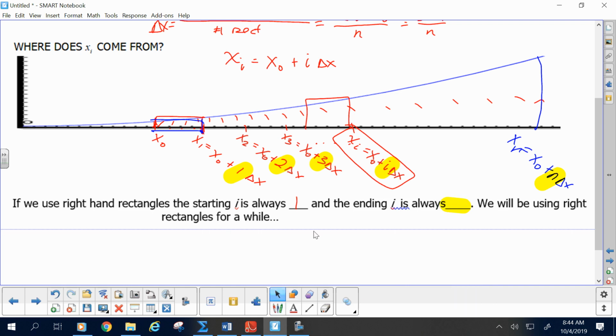We're not going to be using left, but just to get you thinking. Somebody genius in here. What would i go for in left rectangle? 0 to n minus 1. Well done. You're a lot of geniuses.